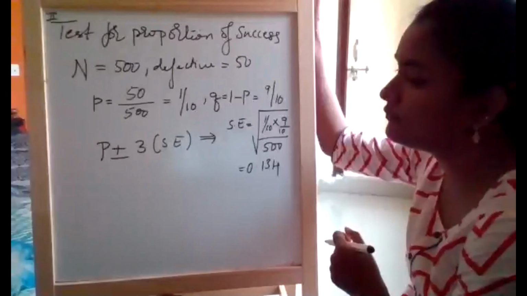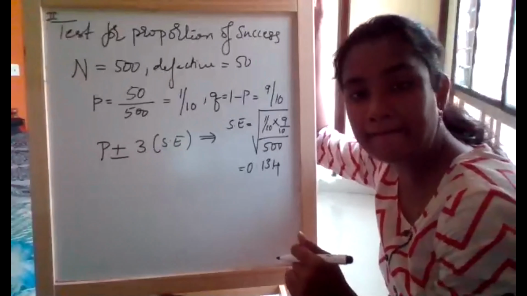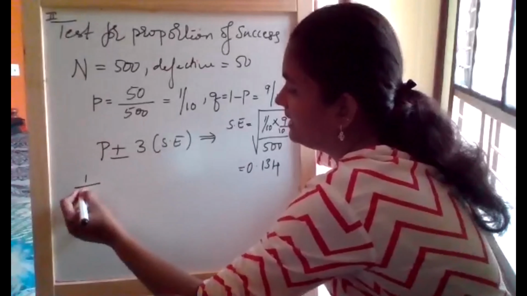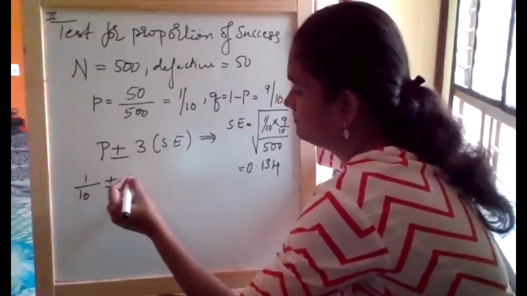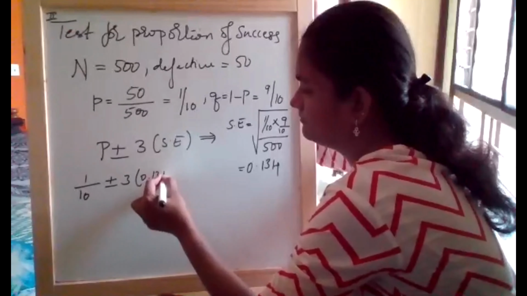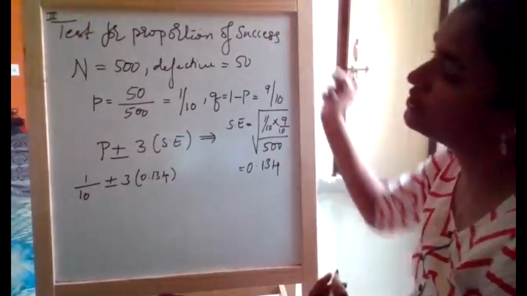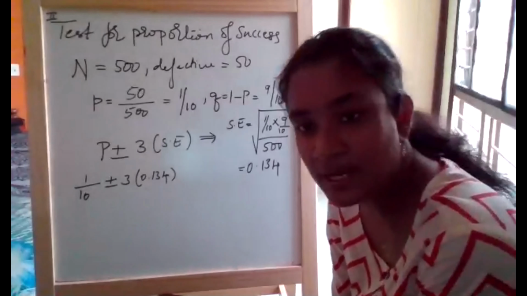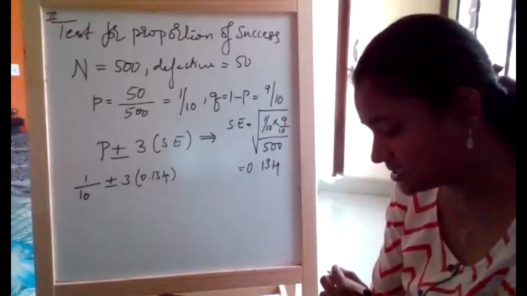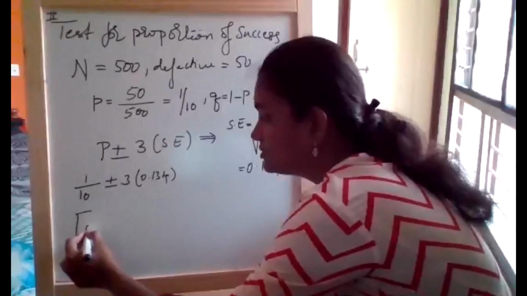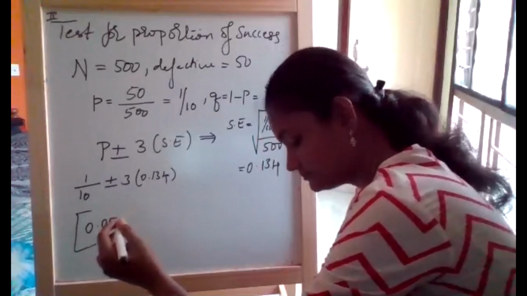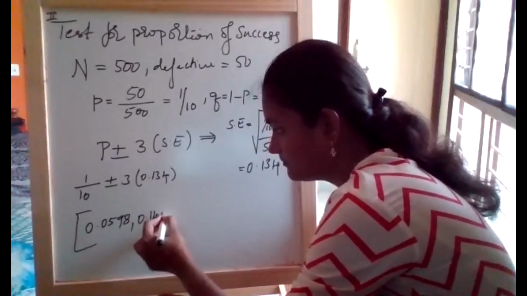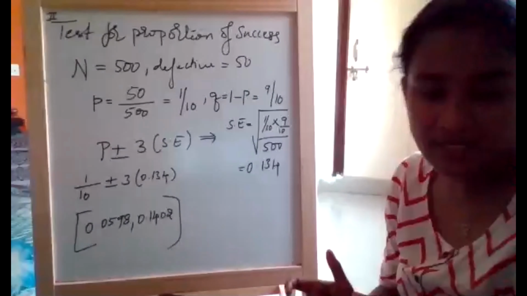0.134, as per what I calculated and solved. Okay, so now can I substitute all the values? When I substitute, 1 by 10 minus 3 into 0.134 is one value, and 1 by 10 plus 3 into 0.134 is the other value. The answer we are getting is 0.01. Sorry, I made a mistake somewhere.